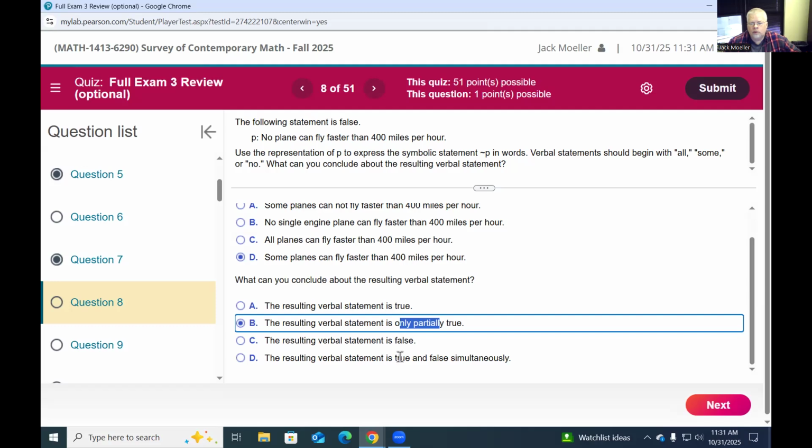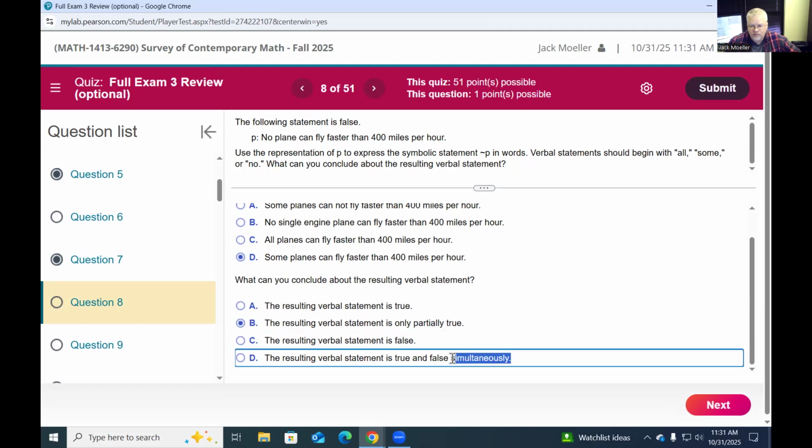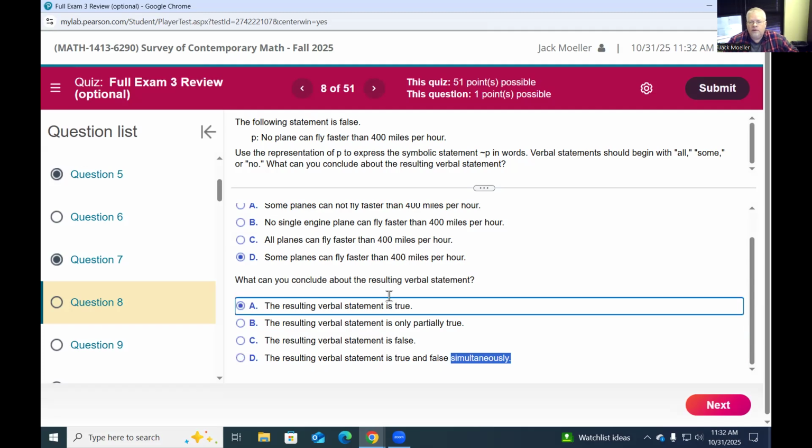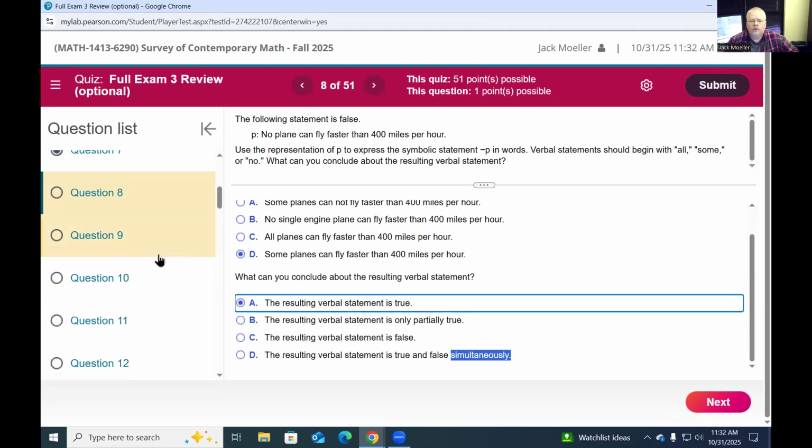The resulting verbal statement is true and false simultaneously. By the very definition of the word statement, a statement can only be true or false, not both. So is the result true or is it false? So the statement is some planes can fly faster than 400 miles per hour. I'm not big on actual plane speeds, but I know they have supersonic planes, which I'm pretty sure is faster than 400 miles an hour. So the resulting verbal statement is true. Okay, this is the sort of thing that you're going to have to do with the 3.2.